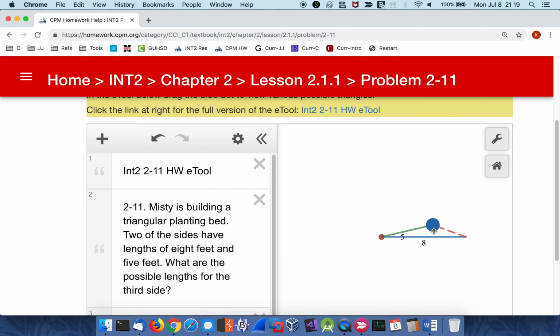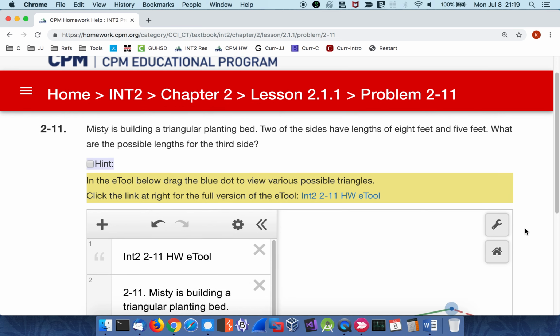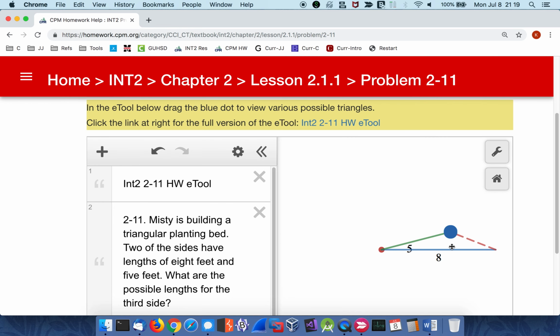And as you can see, as they get closer to just being 8, it becomes this straight line. So if this other side was 3, then 5 plus 3 is the same length as 8, and so you don't really have a triangle bed, you just have a line. So this has to be greater than 3 in order for it to not be a straight line. They're asking, as part of this question, what are the possible lengths for the third side? Well, this third side cannot be 3, because then 5 plus 3 is 8, and it's just a straight line triangle bed, and then Misty has no room to plant any of her plants, whatever she's going to be planting in there. So the minimum, it has to be greater than 3.